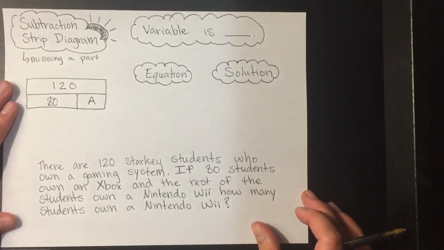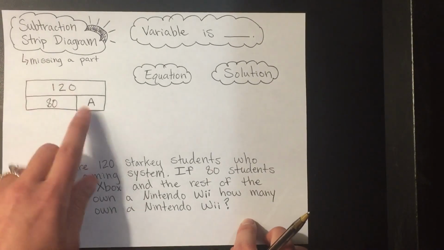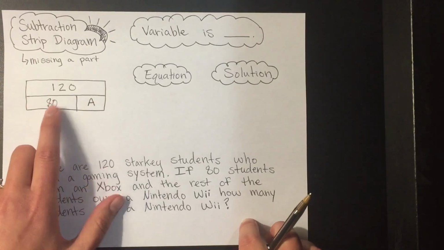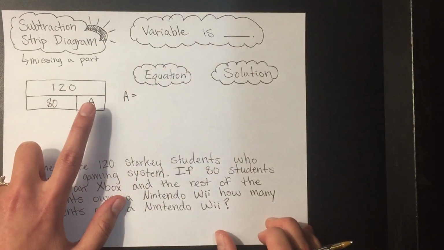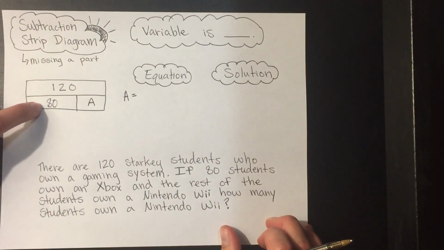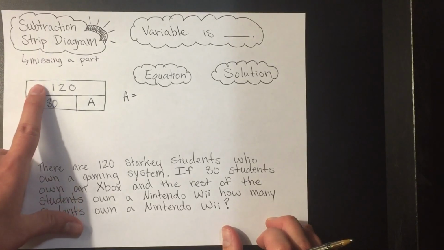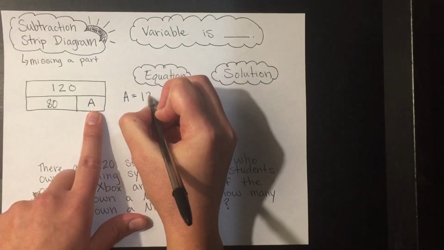A subtraction strip diagram example. So when you're working a subtraction strip diagram, you always see a missing part. So the variable will be in one of the parts. So again, start by writing that variable, a equals. Okay, when you have a missing part, it would make no sense to add the total plus a part because you're going to end up with more than the strip diagram's total. So when you have a missing part, you're going to be subtracting.